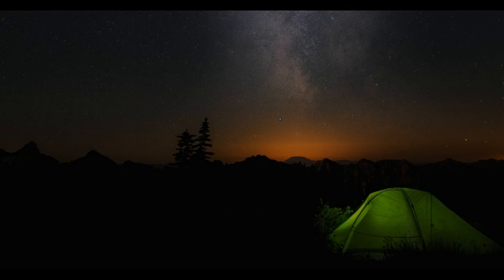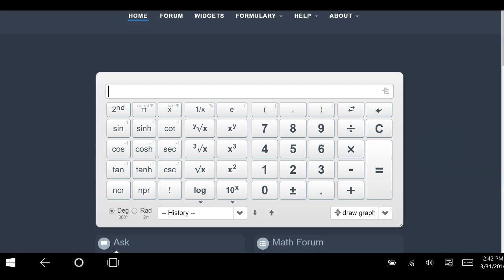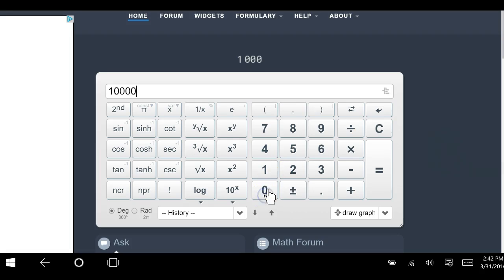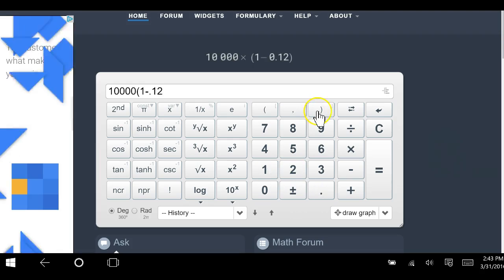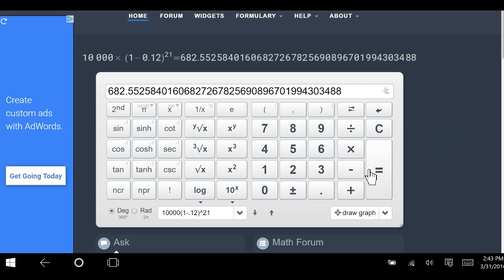So let's pull up our calculator. For the test, you'll be able to use your TIs. I'll be using the web calculator. Okay, so let's go ahead and plug it in. 10,000 parentheses 1 minus 0.12 parentheses raised to the power of 21. So we get a value of 682.5525 and so on.